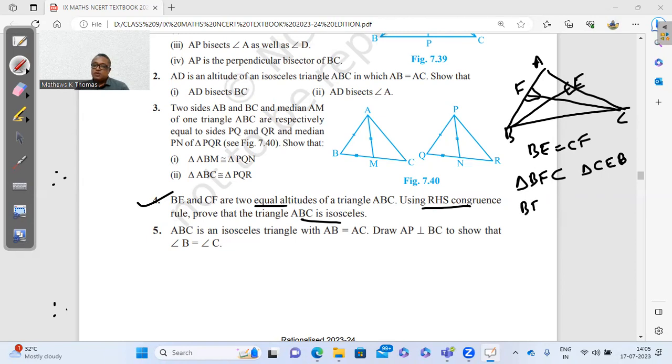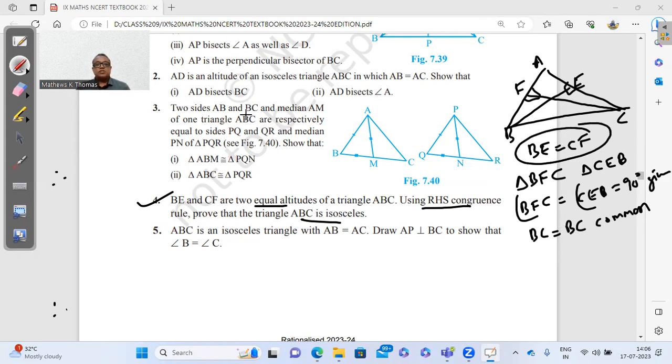So angle BFC is equal to angle CEB, 90. This is already given to us. Condition number 1: BFC is equal to CEB, 90. Then if you look at the two triangles, BC is common. BFC and BEC both have BC as the base. And what will be the third condition? BE equal to CF. This was given to us. BE and CF are equal altitudes, so BE equal to CF was given.